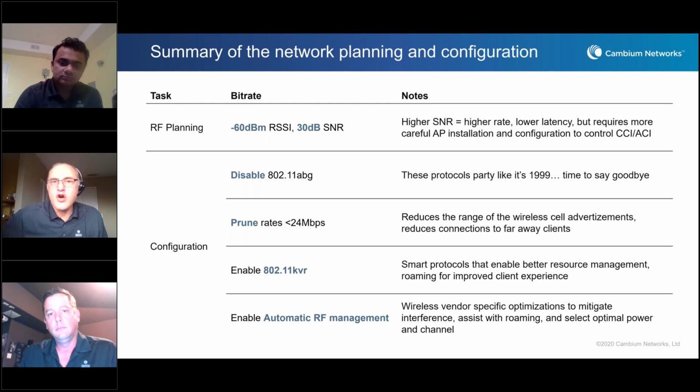And then automatic RF management. There's lots of tools, wireless vendor specific optimizations. Cambium has got a bunch that will mitigate interference, assist with roaming, and select the optimal power and channel. And so enable those tools as well, and get to know those tools and understand how they can help your network to adapt to the needs of a high density network.